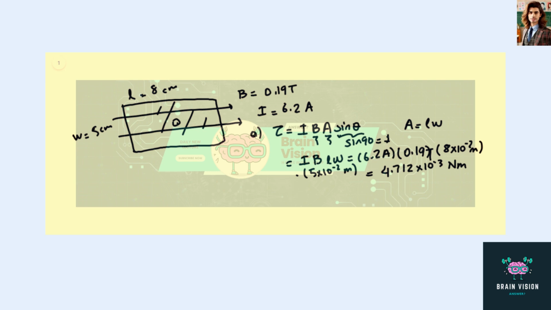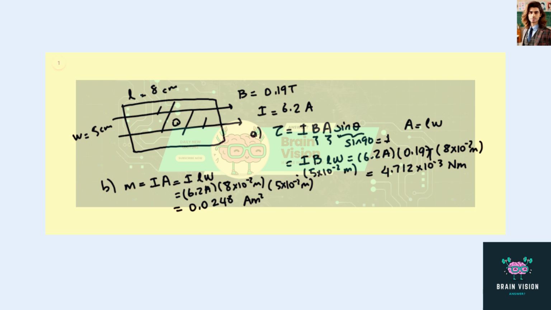Now in part B, we are asked to calculate the magnetic moment. As you know, the magnetic moment is going to be the amount of current flowing through the loop times the area of the loop. So this is really straightforward. I times L times the width, right? When we plug everything in, 6.2 amps times 8 times 10 to the power negative 2 meters times 5 times 10 to the power negative 2 meters, we're going to get 0.0248 ampere meter squared.